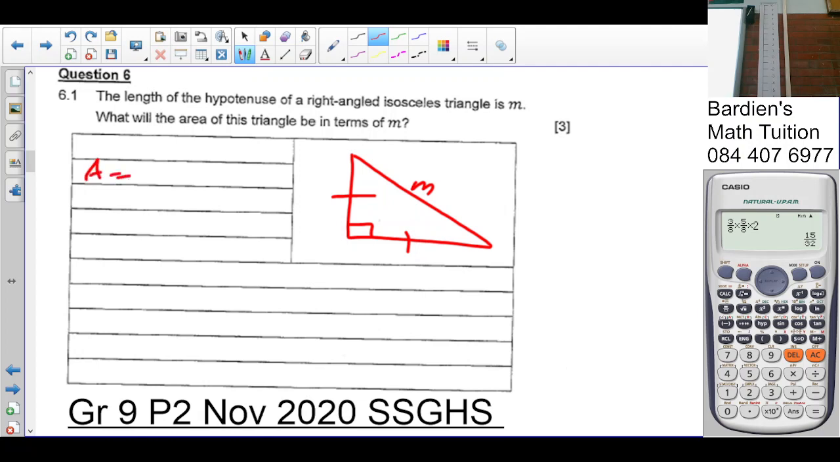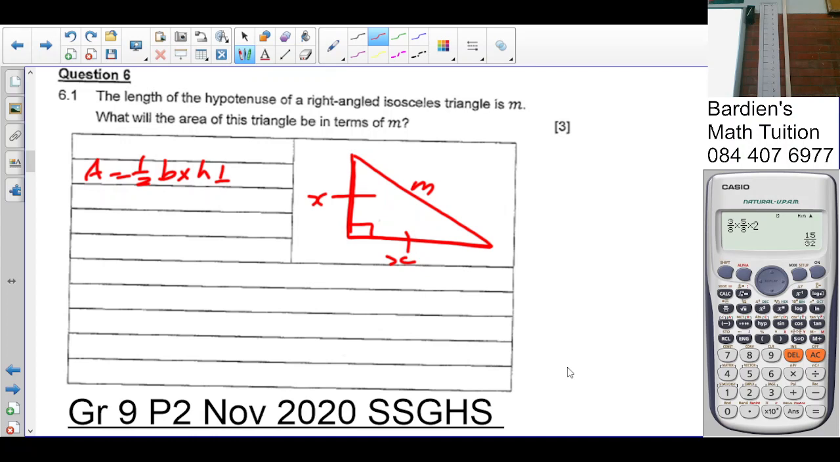Area is going to be a half base times perpendicular height. So that is my base and that's my height of the same length. So let's call that x for now. If that is x, then what would this be? Also x. You guys have many x's in this diagram. So let's now get the length of the two sides in terms of m. How do we do that?